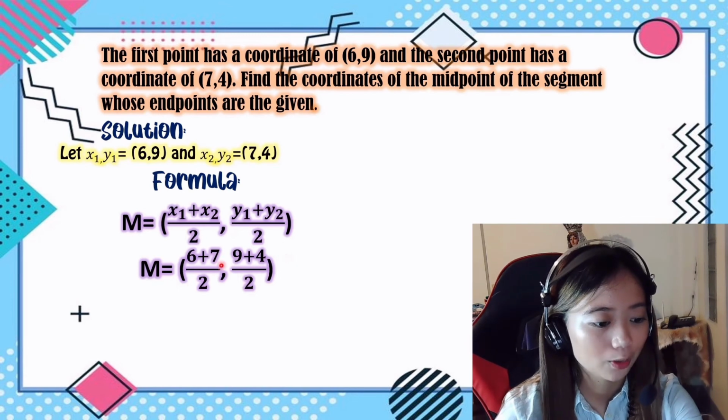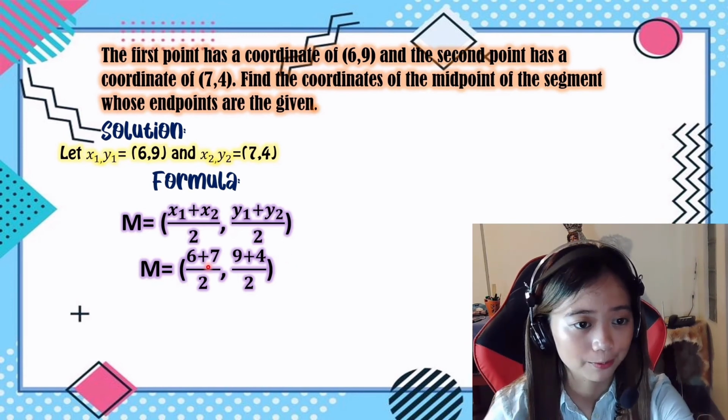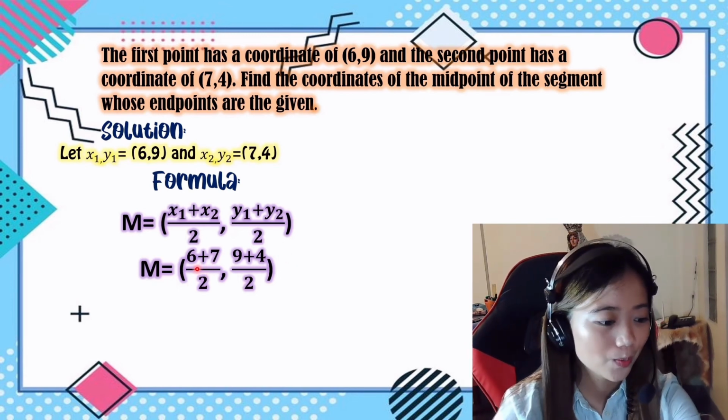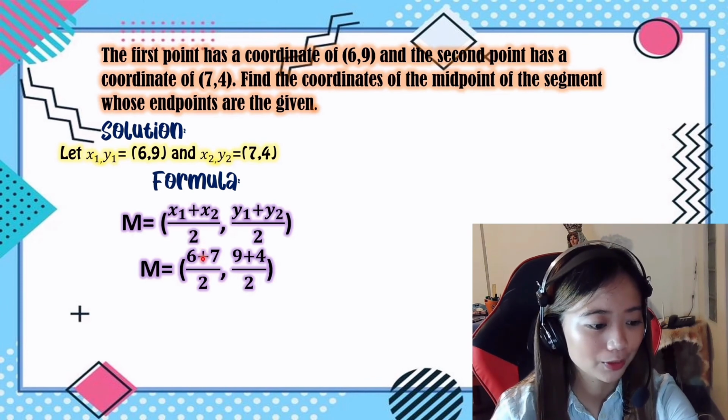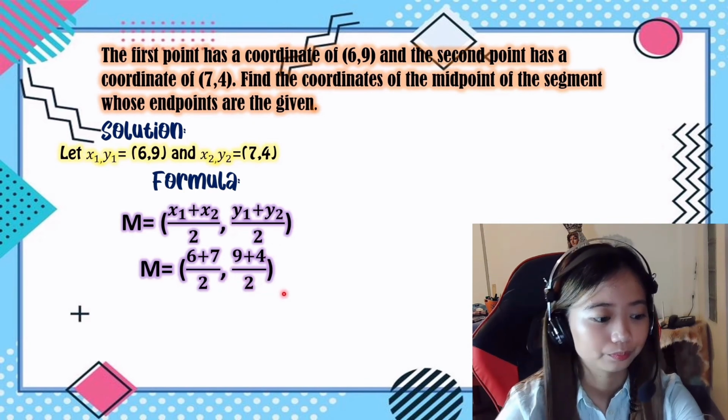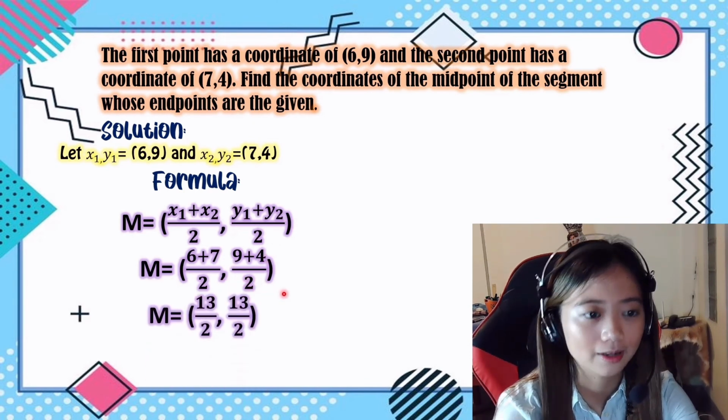Then after that, all we have to do is to substitute the corresponding values. So, the value of x sub 1 is equal to 6 and the value of x sub 2 is equal to 7, divided by 2. And then, the value of y sub 1 is equal to 9 and the value of y sub 2 is equal to 4, divided by 2. And then, we will simplify.